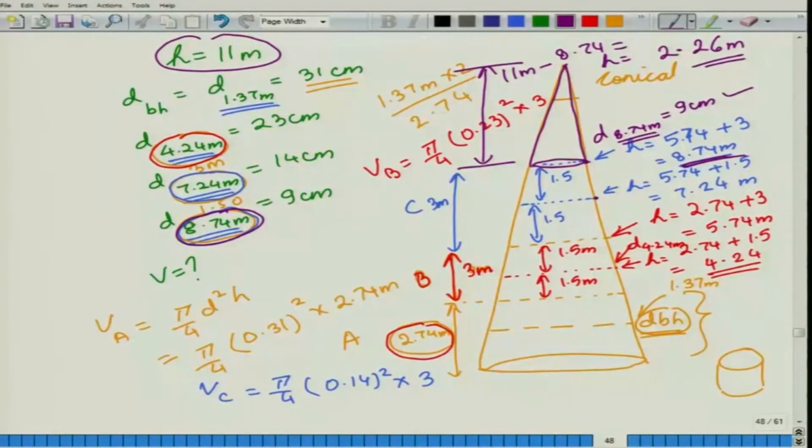So, if we know the height of this cone, can we figure out its volume? The volume would be 1 by 3 pi r square h, or pi by 12 d square h. D here is 0.09 meters, square, into 2.26, in cubic meters.